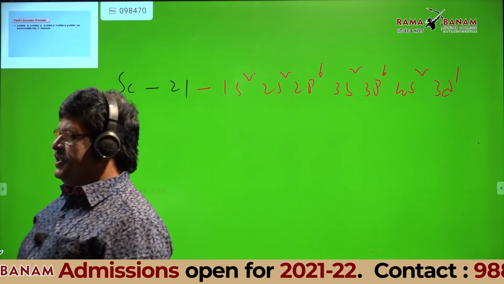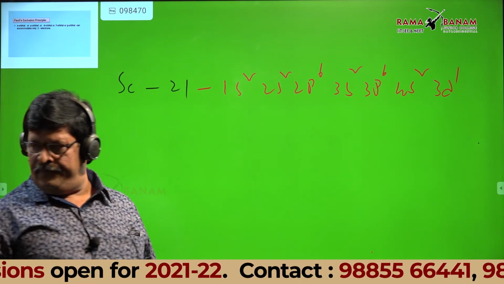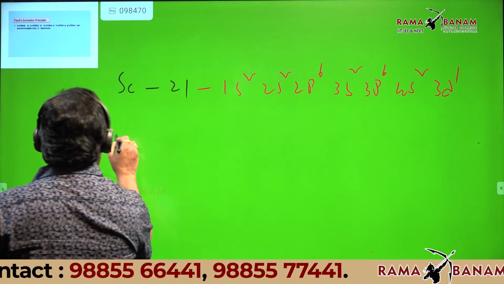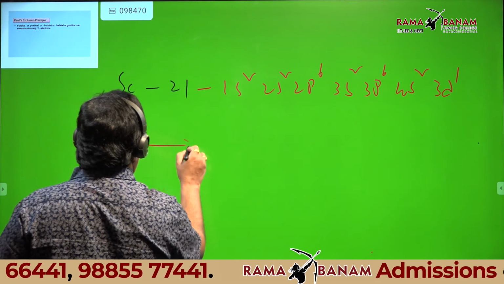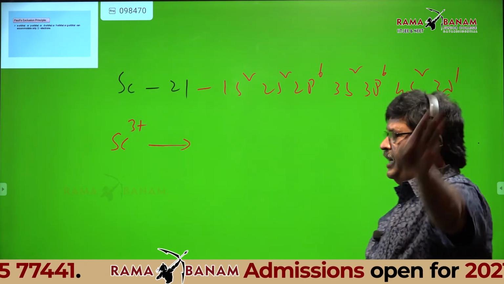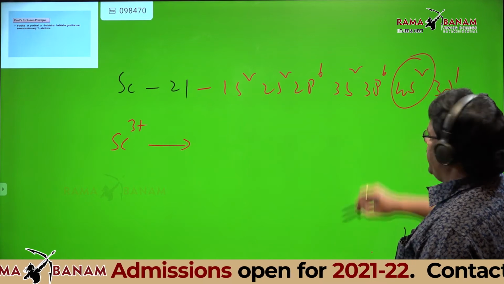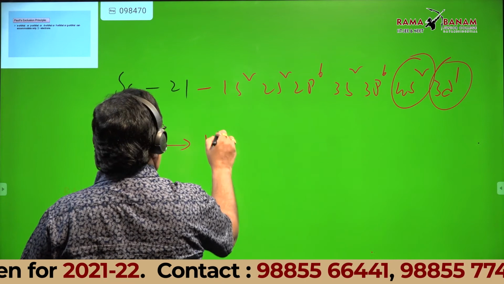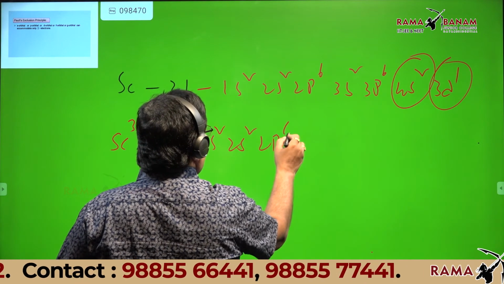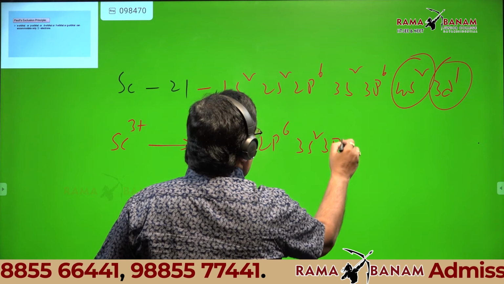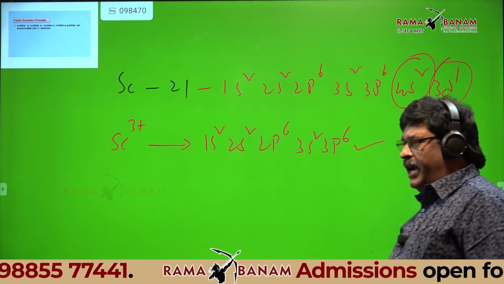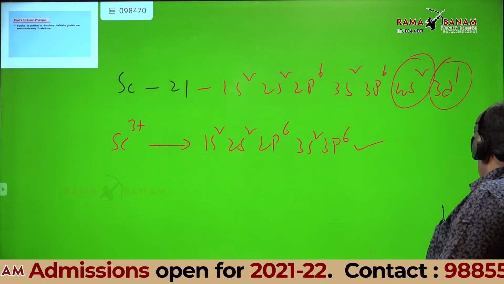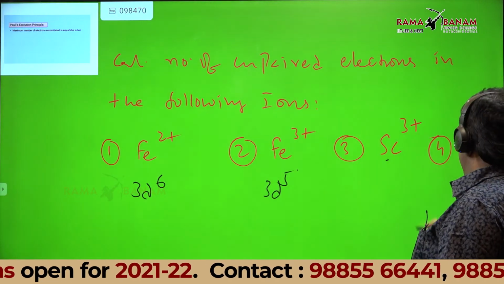All of you students, 1s2, 2s2, 2p6, is it okay? Now, Sc3+ means scandium should lose 3 electrons: 2 from the outer shell, that is 4s, and 1 from 3d. So the resultant configuration is 1s2, 2s2, 2p6, 3s2, 3p6. How many unpaired electrons are there here? Zero.